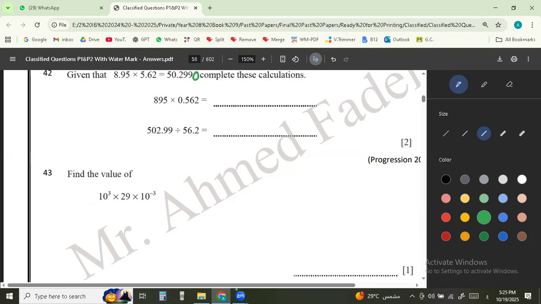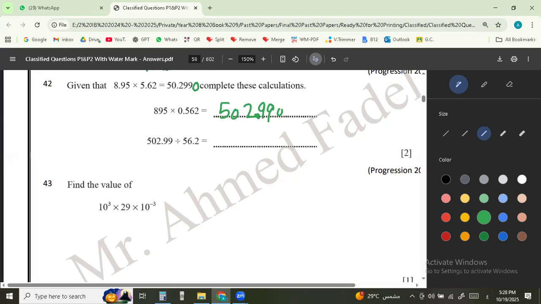How is this going to help us, Mister? Okay, what I know is that 895 multiplied by 0.562 is 502,990, definitely, without the decimal. So I have 3 decimal places, so I need 3 decimal places here. So 502.990. Now 502.99 divided by 56.2.